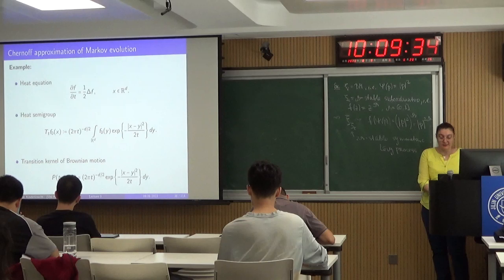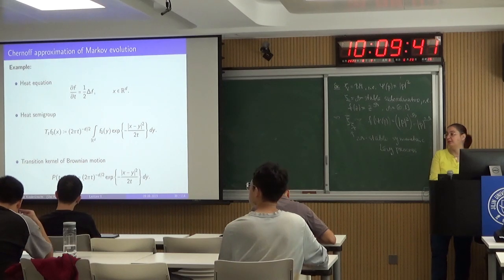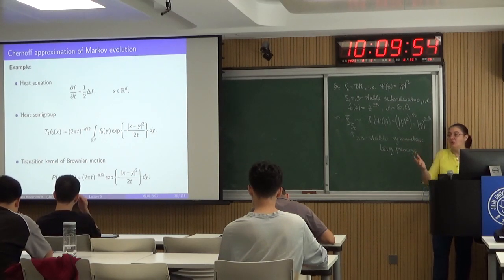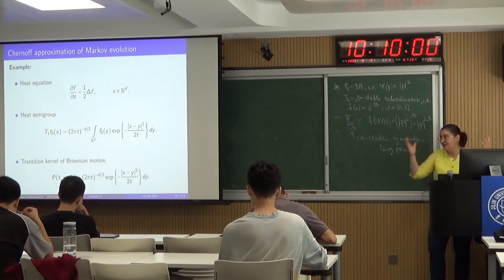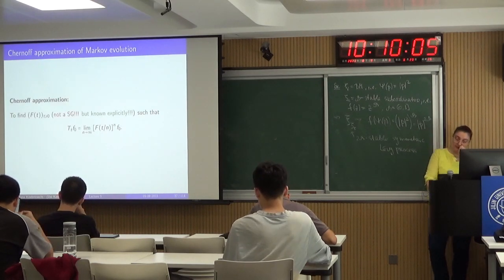But the problem is that usually the transition kernel of a Markov process cannot be given in an explicit way, and hence the semigroup is not known explicitly. So the task is: if we don't know the semigroup explicitly, we know that it exists but have no explicit form for it, then we can try to approximate it by something which has some explicit form. This gives rise to Chernoff approximation.